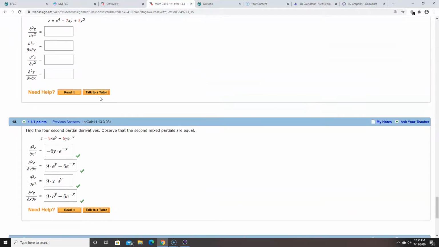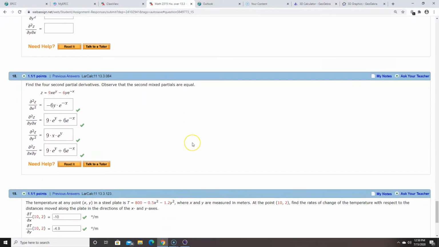Number 17 and 18 are very similar. I picked the slightly more complicated one, number 18. So we have this function right here, z equals this. Notice this over here is with respect to x and y. So z is a two-variable function, where z is the range variable or range mapping value.